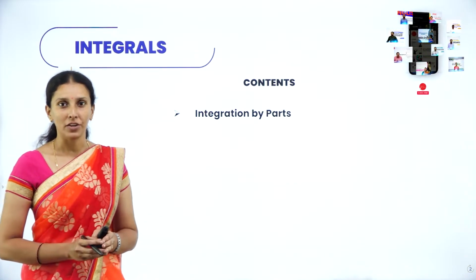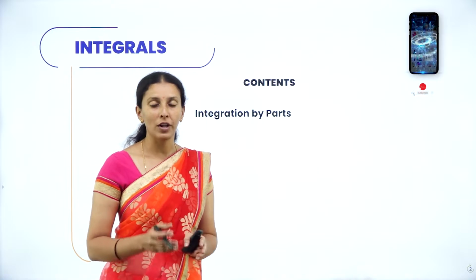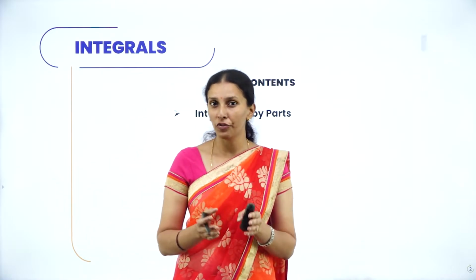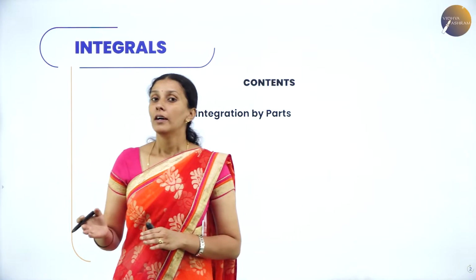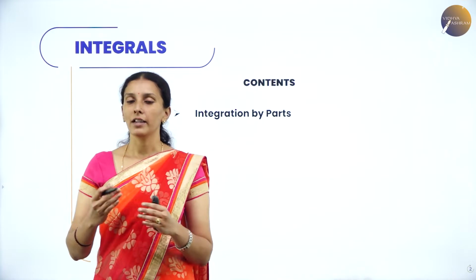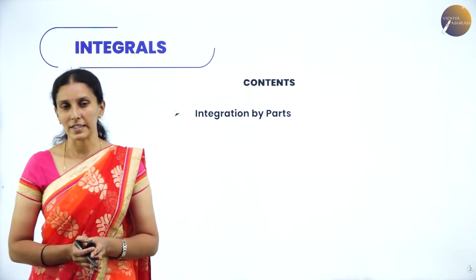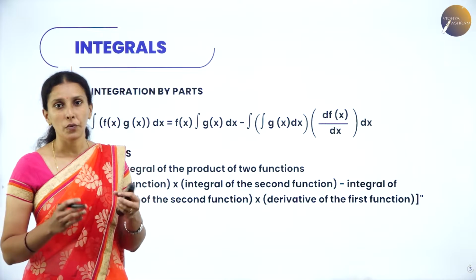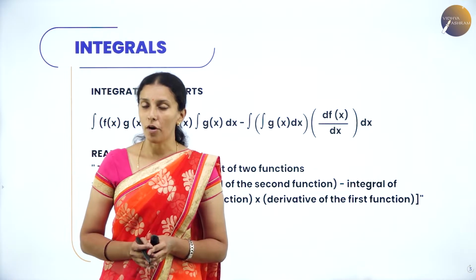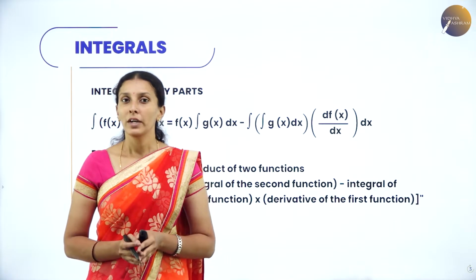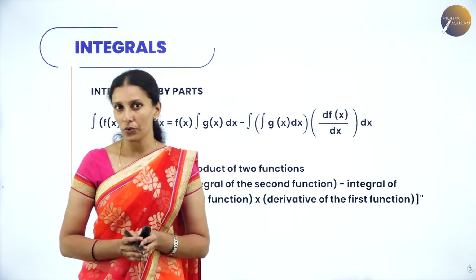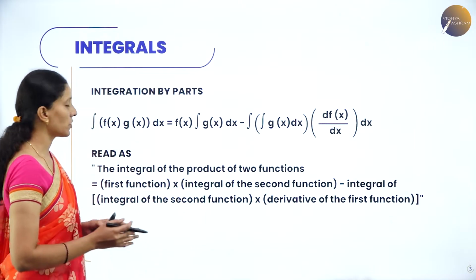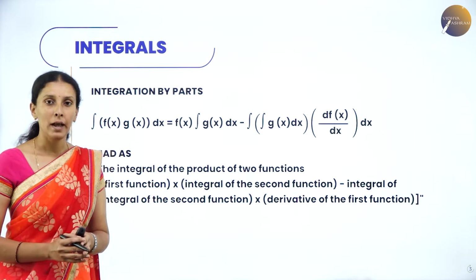So in differentiation, you have learned the product rule as well as quotient rule, whenever the two functions are in a product form or a quotient form, that is in the form of f of x by g of x. Now here, suppose when two functions are in product form, then how are we going to integrate with respect to x? So here is a rule which is called integration by parts.